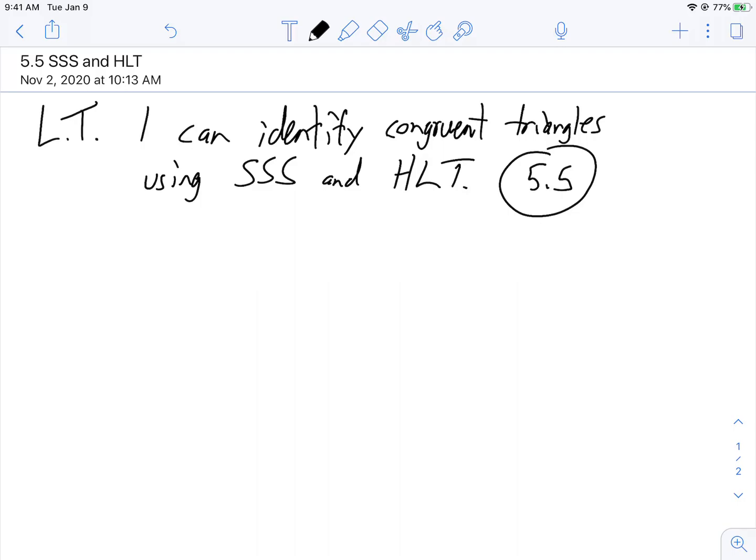So previously we've done side, angle, side. And what we found is if we have two triangles that have side, angle, side, so two sides and the included angle, congruent to another triangle that's two sides and an included angle, if all three of those pieces match up, then the entire triangle is congruent, those two triangles. And now we have two more ways that we're going to learn. The first one is side, side, side.